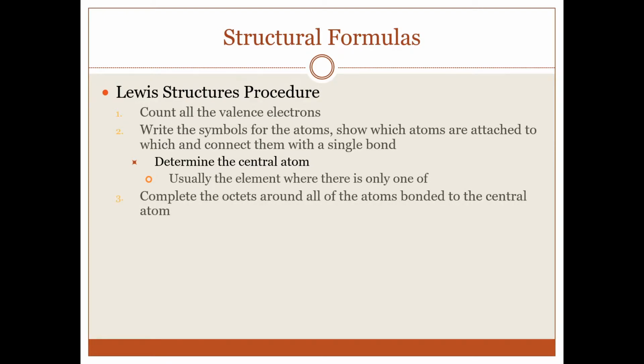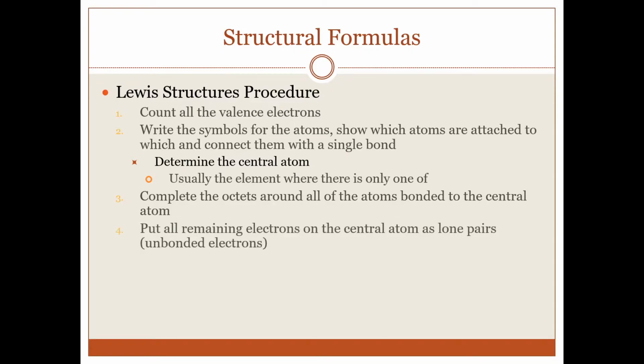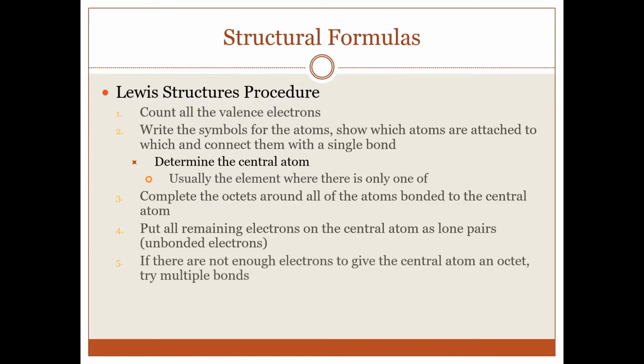Step 3, complete the octets around all of the atoms bonded to the central atom. Step 4, put all of the remaining electrons on the central atom. Step 5, if there aren't enough electrons to form an octet, try multiple bonds. You can turn some of the lone pairs into double or triple bonds to give every atom an octet.